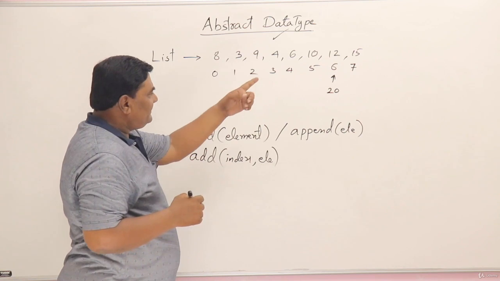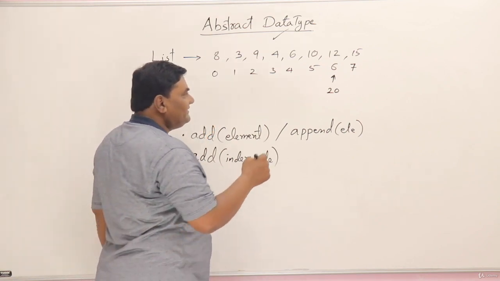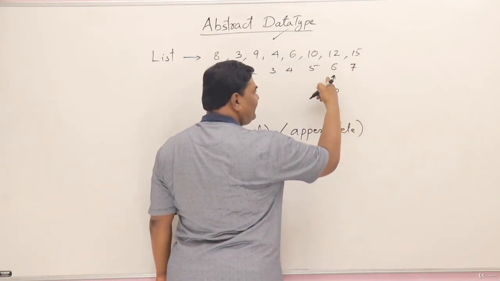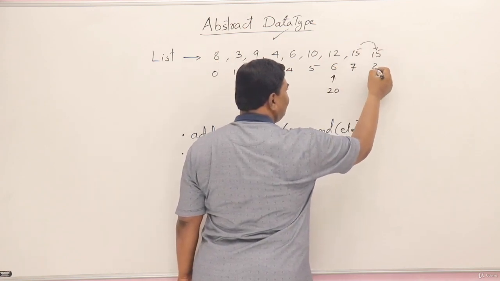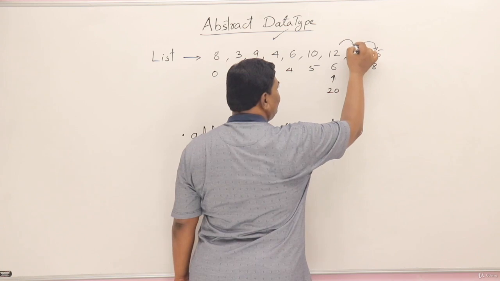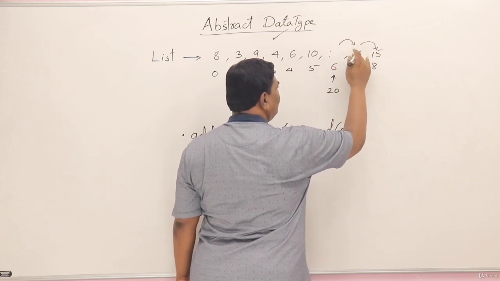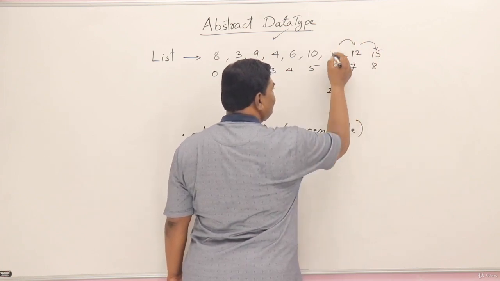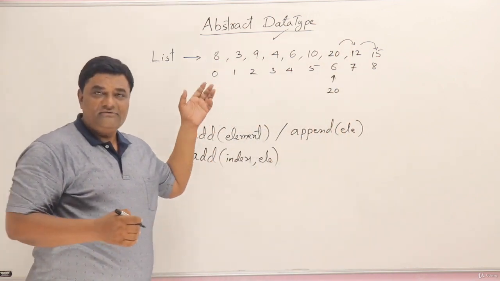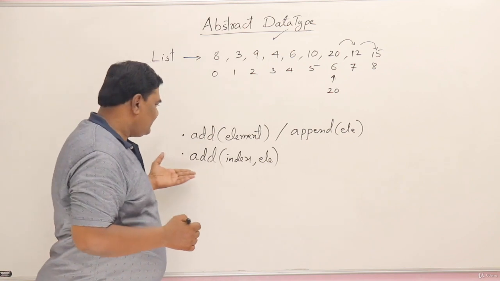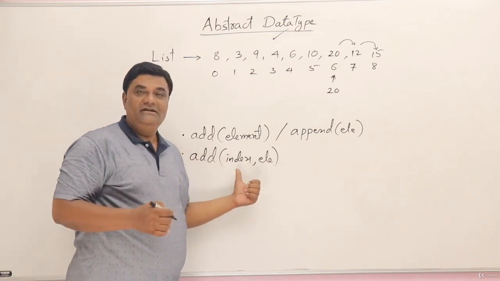So it means already the element 12 is there. Then I should shift the element and make a free space for 20. So it means I should move 15 to the next place on index 8 and I should bring 12 here. Then I should insert 20 here. So if you want to insert any element at a given index, then you have to shift the elements. So that's what adding an element at a given index.